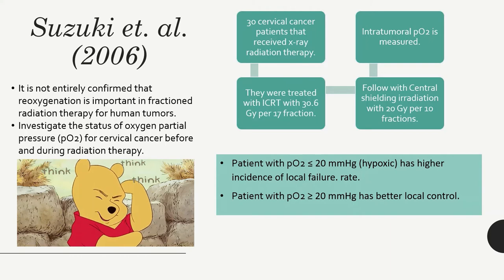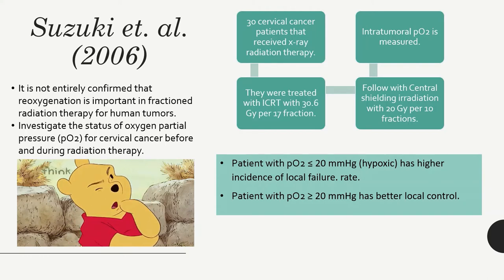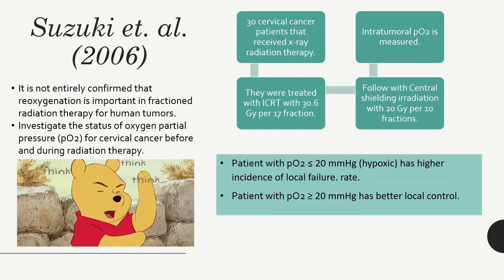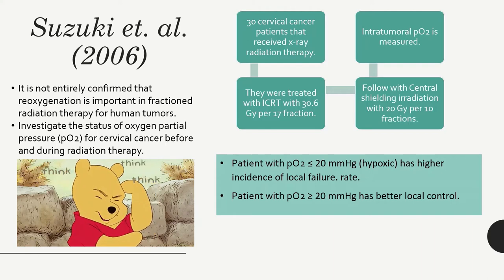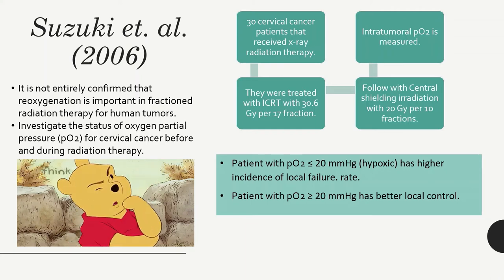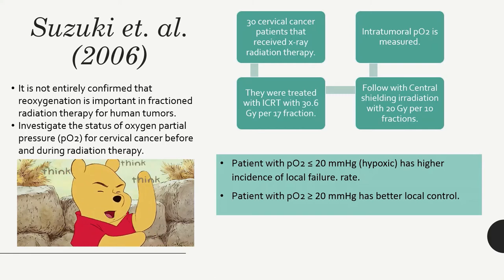Based on the results, they found out that patients with oxygen partial pressure less than 20 millimeter mercury, which is considered hypoxic, have a higher incidence of local failure rate, while patients with oxygen partial pressure more than 20 millimeter mercury have better local control. So they proved that fractionated radiation therapy actually allows tumor cells to reoxygenate.